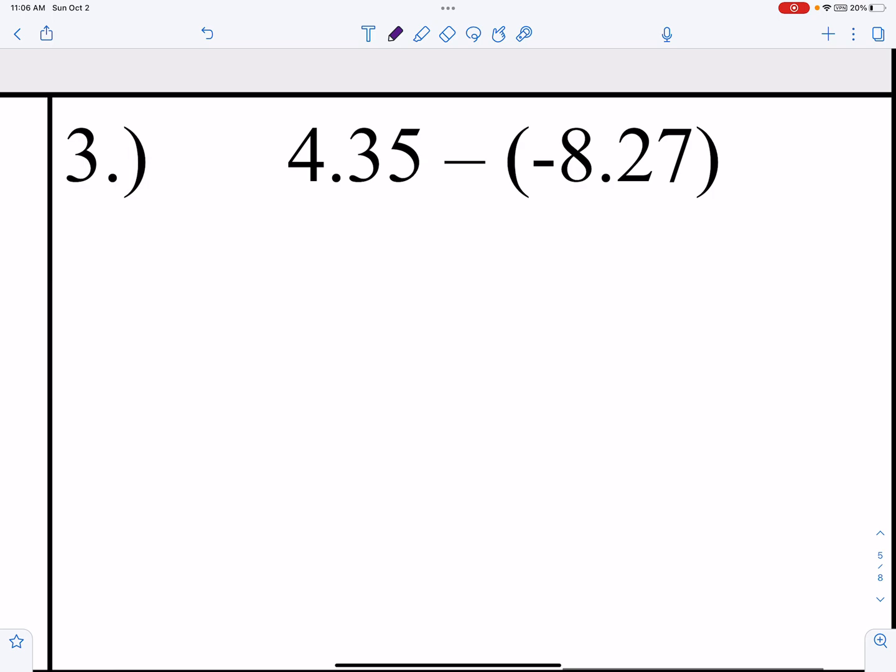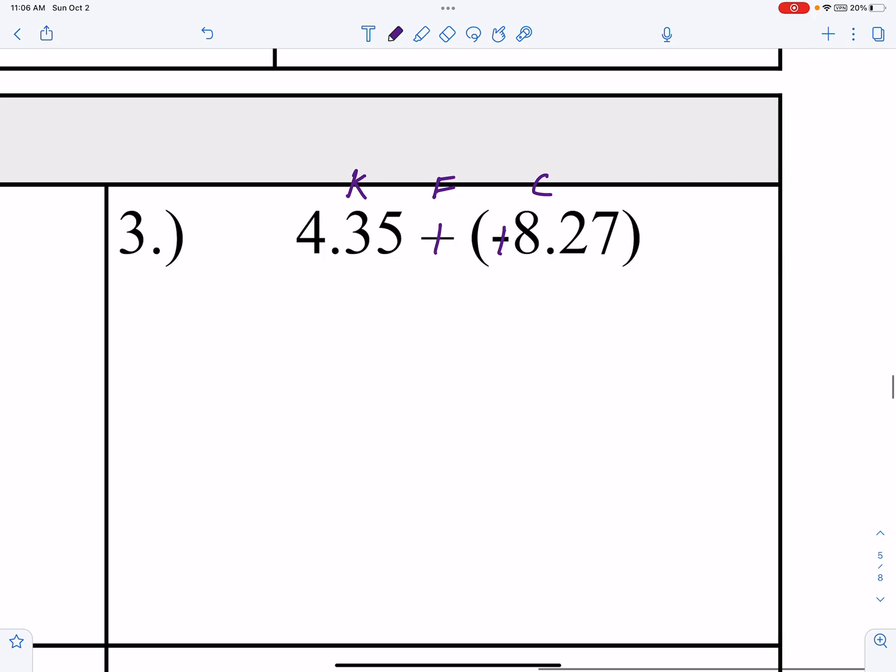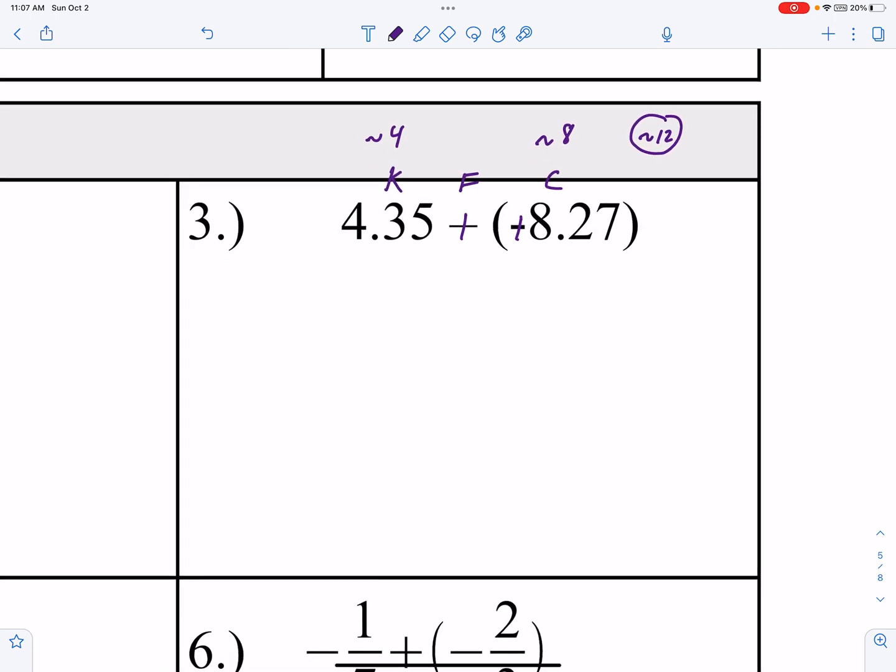All right, over to here, I have a subtraction. I don't like that, so we're going to KFC that right away. Keep, flip, change. Now I just have a nice addition problem. Approximately 4, approximately 8, so 8 plus 4 is going to be approximately 12 as my answer, so we'll see how accurate that is.